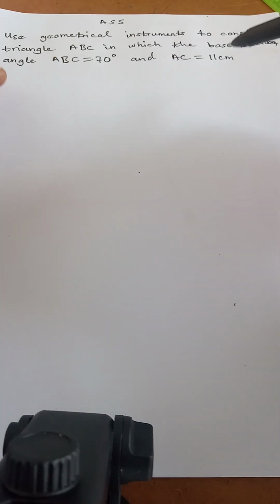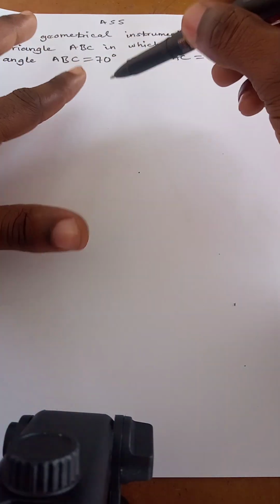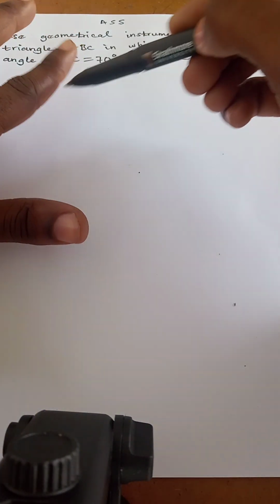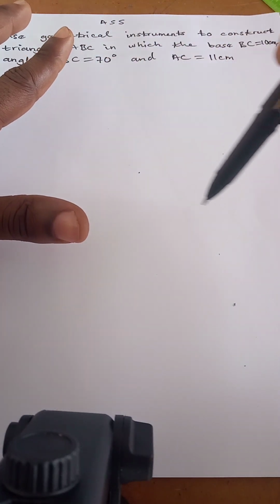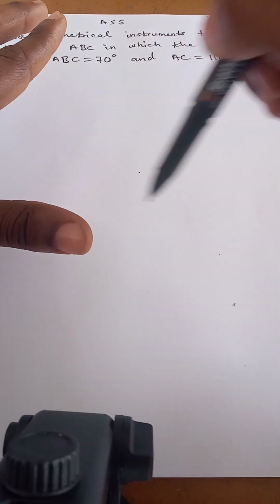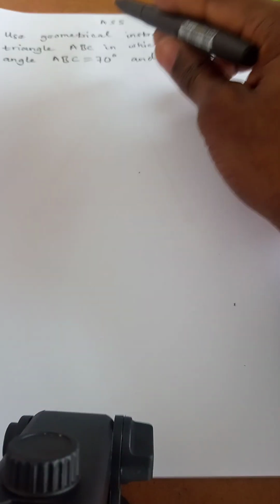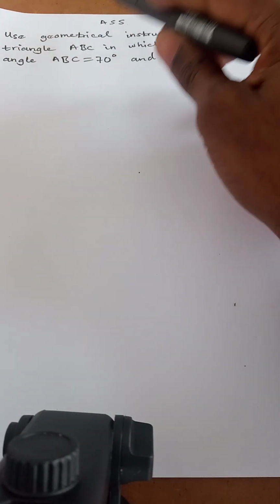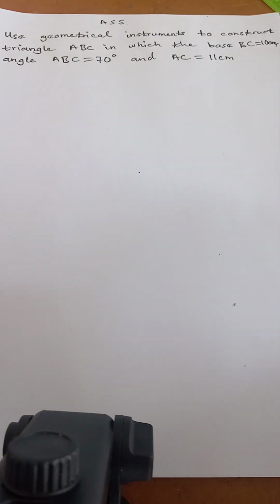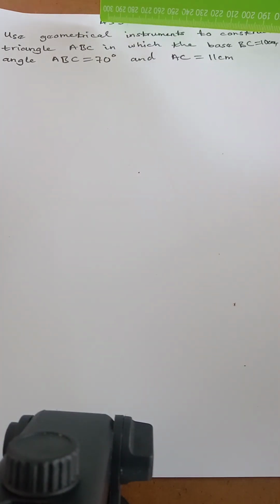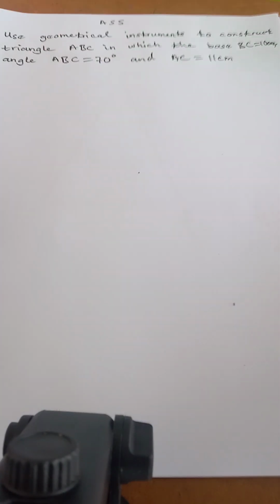So in this one, you have been given an angle, this side, the length of this side, and then the other side. So this is ASS, like angle, side, side. Of course you can't start by drawing an angle, so you use the information stated in the question.